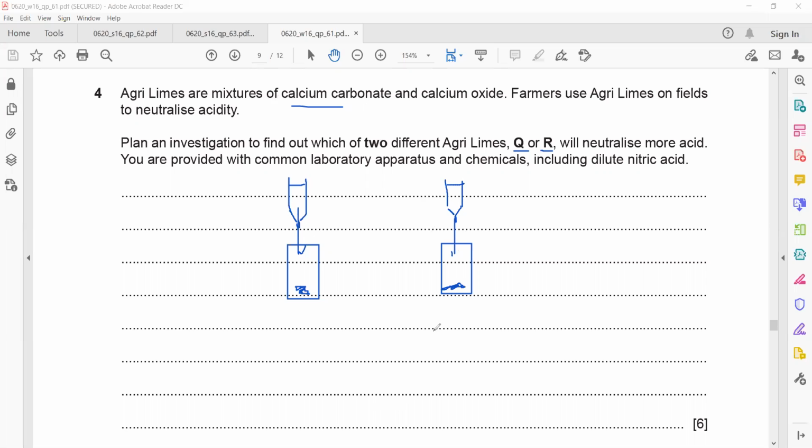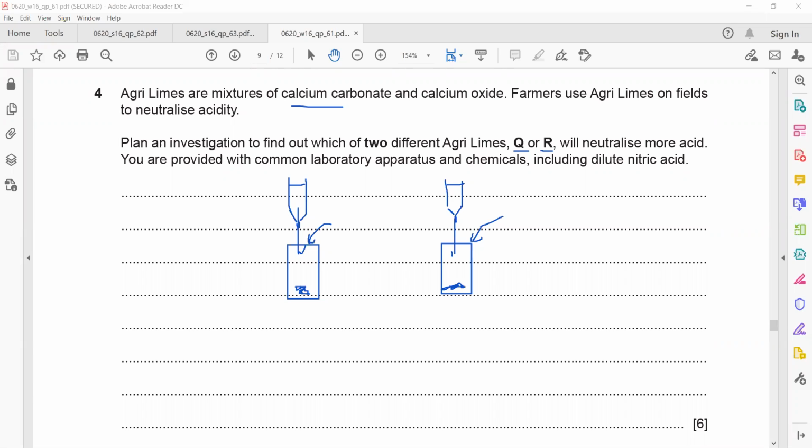How will you know that all of the agri-lime Q or R has completely reacted? So no more bubbles will be there. Or what else can you add? Here you can add an indicator as well. You can use an indicator which will show a color change, because when you are adding an acid here, the acid is reacting. So there is no more acid present. Once all of the agri-lime which contains calcium carbonate and calcium oxide has reacted, you will observe a color change of the indicator, because indicators have different colors in acidic and alkaline medium.